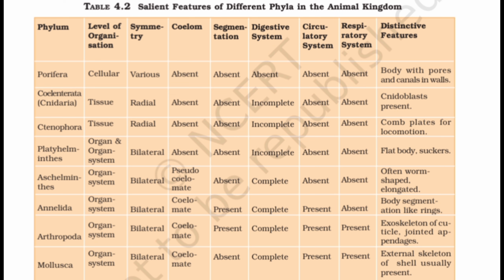Symmetry is bilateral. Coelom is absent. Segmentation is absent. They have an incomplete digestive system. Circulatory and respiratory systems are absent, and the distinctive feature is flat body and suckers.